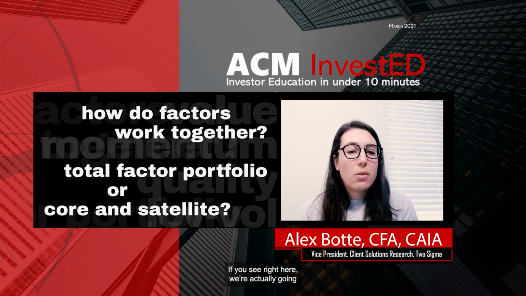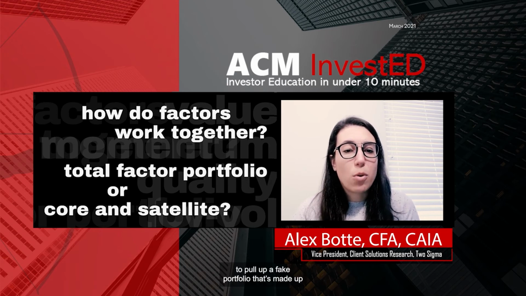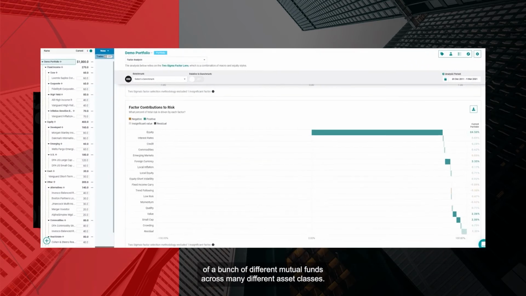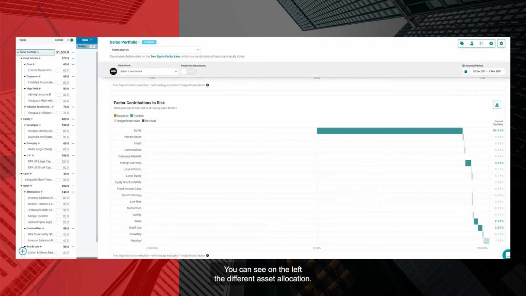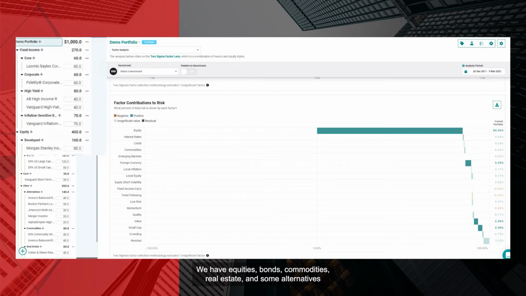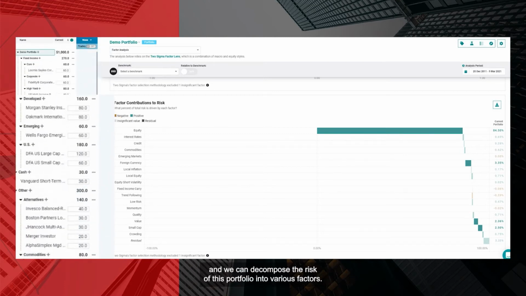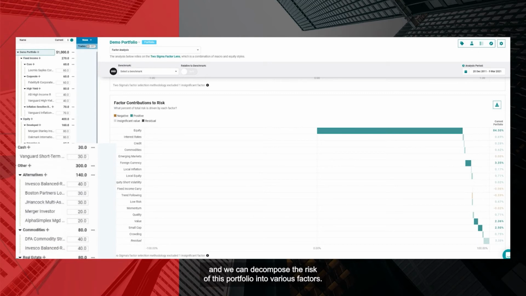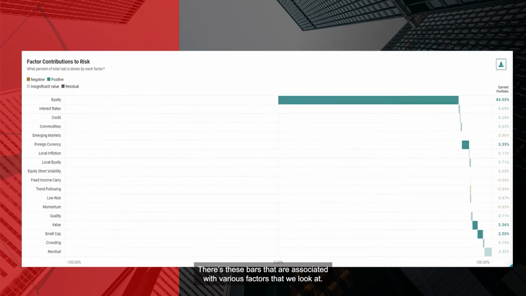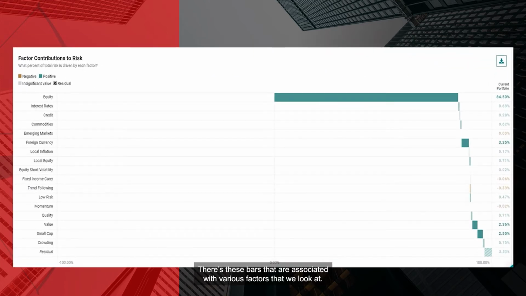And if you see right here, we're actually going to pull up a fake portfolio that's made up of a bunch of different mutual funds across many different asset classes. You can see on the left the different asset allocation. We have equities, bonds, commodities, real estate, and some alternatives. And we can decompose the risk of this portfolio into various factors. So there's these bars that are associated with various factors that we look at. And at the bottom, there's a row that represents residual, and that's the amount that's left over that's unexplained by factors.